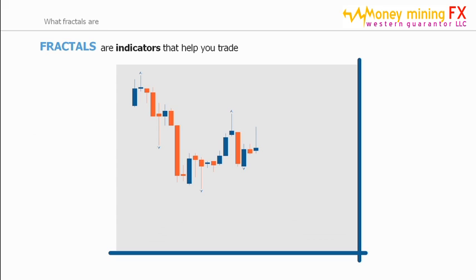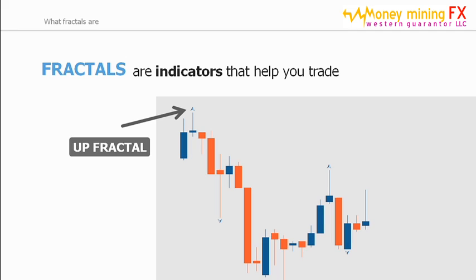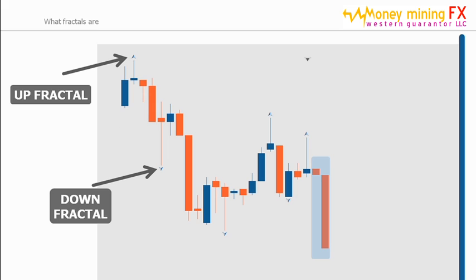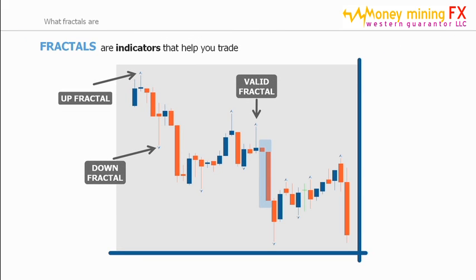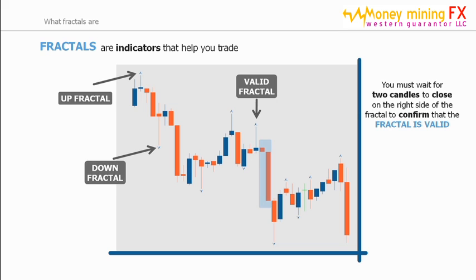A fractal is an indicator that is displayed as a small triangle that is either plotted above or below a Japanese candlestick. When a fractal is plotted above a Japanese candlestick, it is an up fractal, and when it is plotted below a Japanese candlestick, it is a down fractal. Fractals help determine a potential price reversal. However, if price moves beyond a fractal, it indicates that price may be continuing in the same direction. Note that a freshly formed fractal can disappear again unless 2 full candles have formed after it. Thus, before using a fractal in the context of the beginner strategy, you should always wait for 2 candles to close on the right side of the fractal to confirm that the fractal is valid.